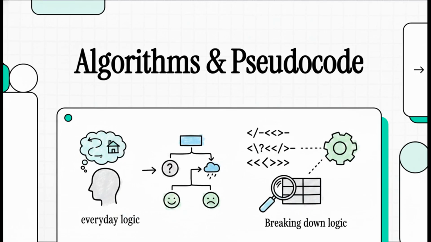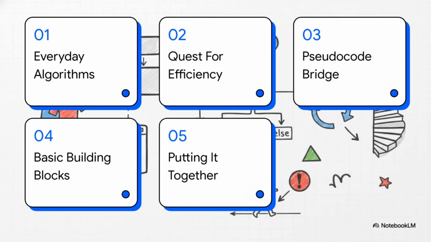But what if I told you that you actually already think like a coder, literally every single day? It's true. In this explainer, we're going to demystify the whole world of programming. We'll break down the logic that powers our digital world and show you exactly how it perfectly mirrors the normal, logical steps you take in your daily life. So, here is our roadmap for today.